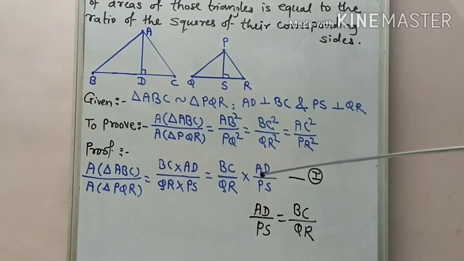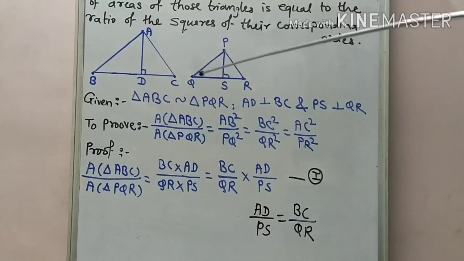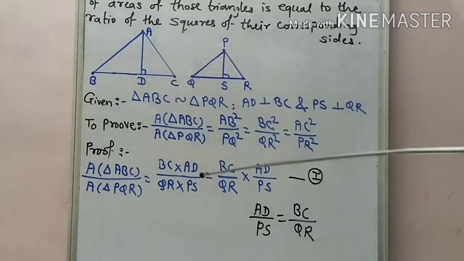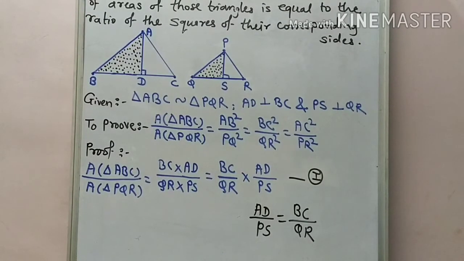Okay, so what you have to prove now is that AD upon PS is equal to BC upon QR. To prove this, from the given figure we form two new triangles which have the sides AD and PS. So pay attention here. We have the triangle ADB and the triangle PSQ, which have the sides AD and PS.